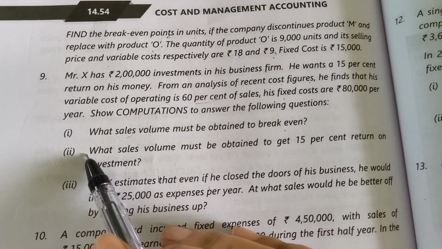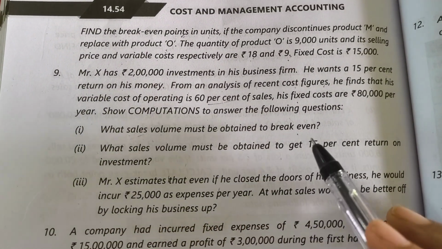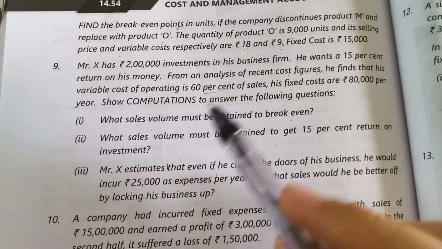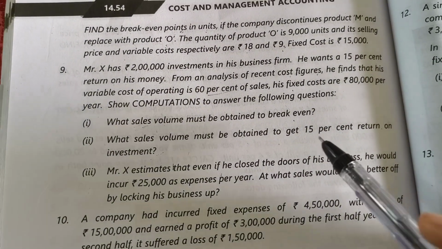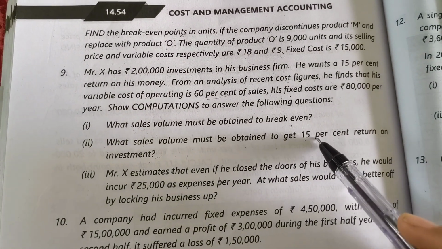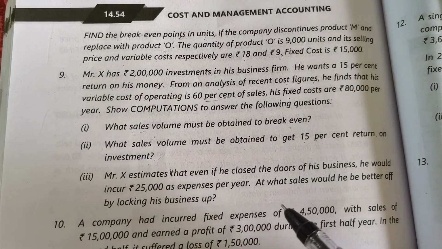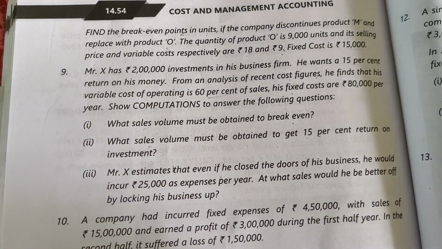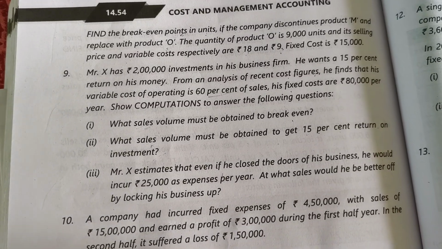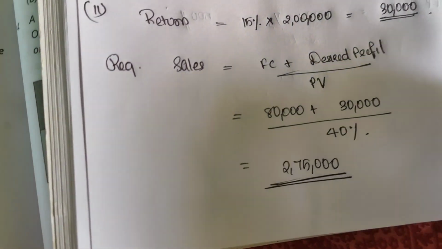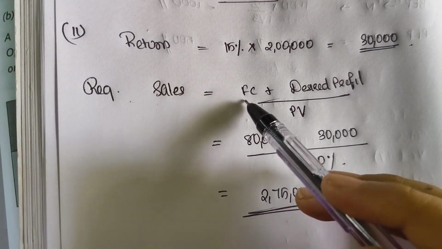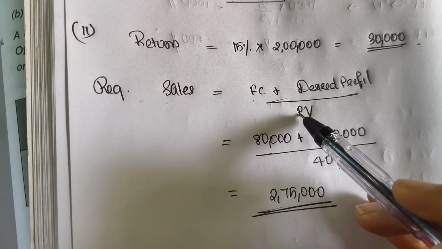Next question. What sale volume must be obtained to get 15% return on investment? He needs to get a return on investment of 15%. He needs to get a profit. So, what will be the required sales? We have a formula for that too. The required sales equal to fixed cost plus desired profit by PV ratio.